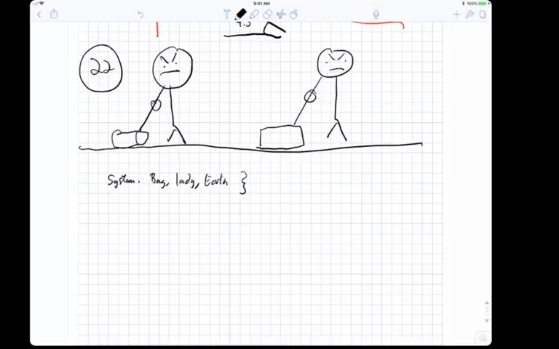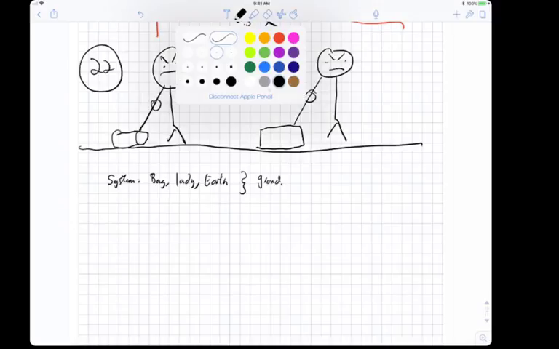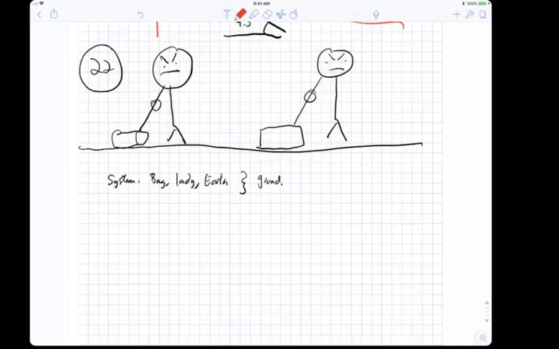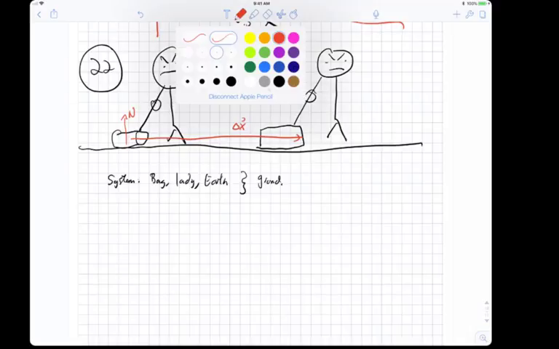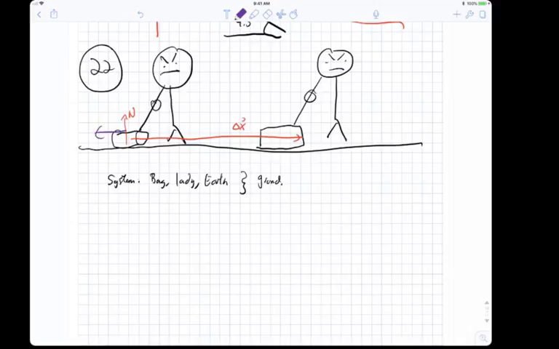This system doesn't include the ground. And the ground is applying a few forces on the bag. It's pushing up a normal force like that. But given that delta x is horizontal, the normal force isn't going to do any work. The thing that will do work, though, is the friction force on the bag. So if we can figure out the friction force, we can calculate how much work the friction force does. And when friction force does work in this situation, it turns into heat.